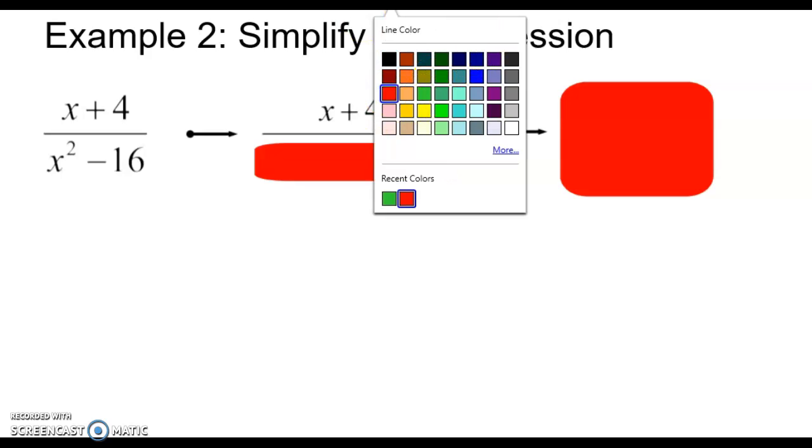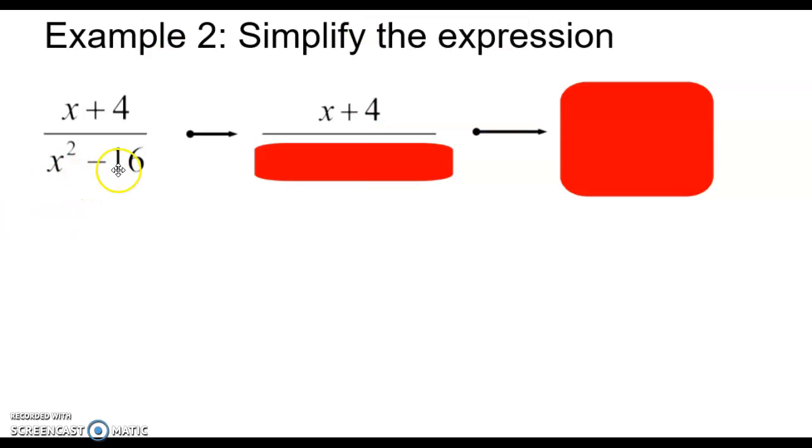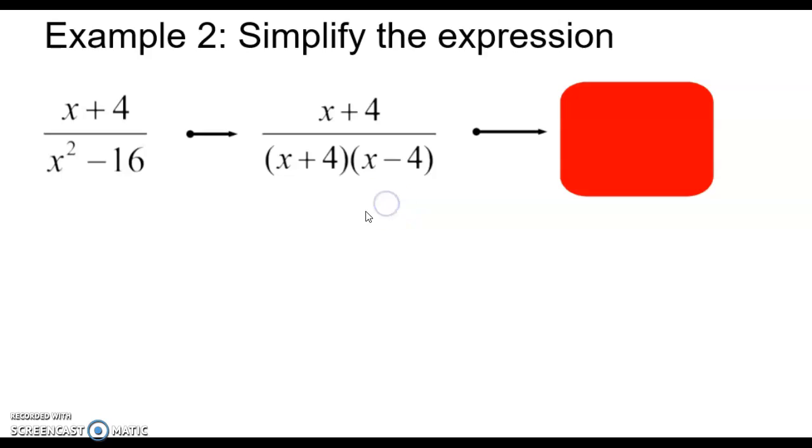Looking at x squared minus 16, 16 is a perfect square, x squared is a perfect square, and I have a subtraction sign in the middle, so this is our difference of two squares. This is going to factor as x plus 4 and x minus 4. Again, it doesn't matter which comes first.